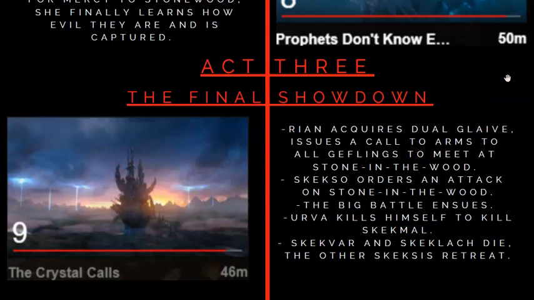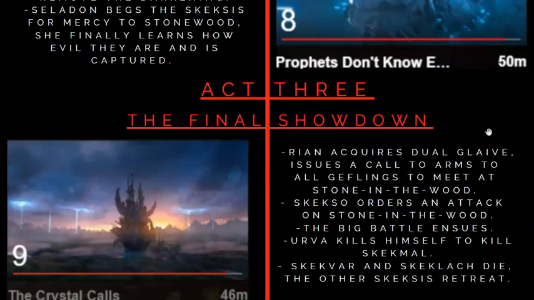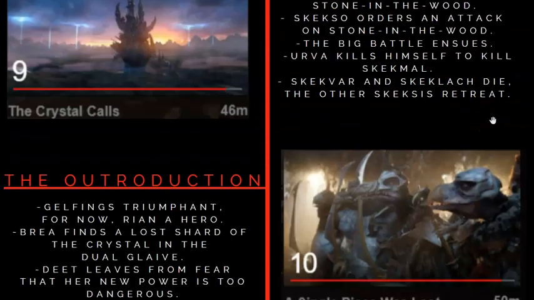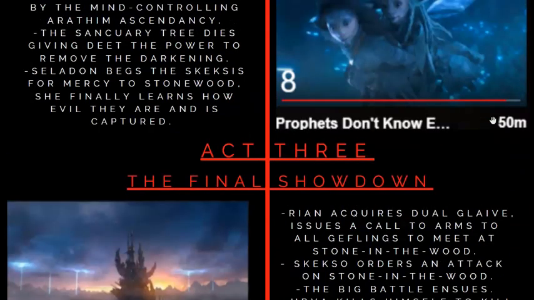So, we're in the last Act 3, which to me is always the shorter of all 3 acts. So, it's only the last two episodes. Again, this is how I break it down.